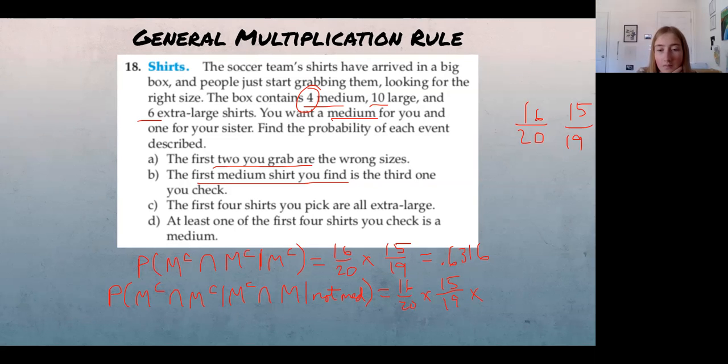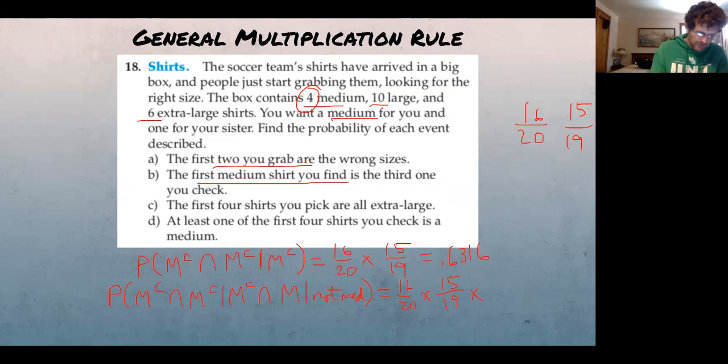14 out of 18. There it is, 14. Oh, well, 14. So in this case, we actually are getting a medium. It is out of 18. It's not going to be 14.